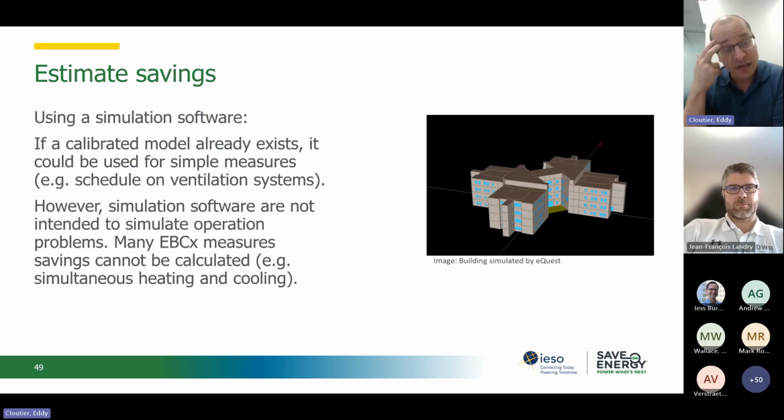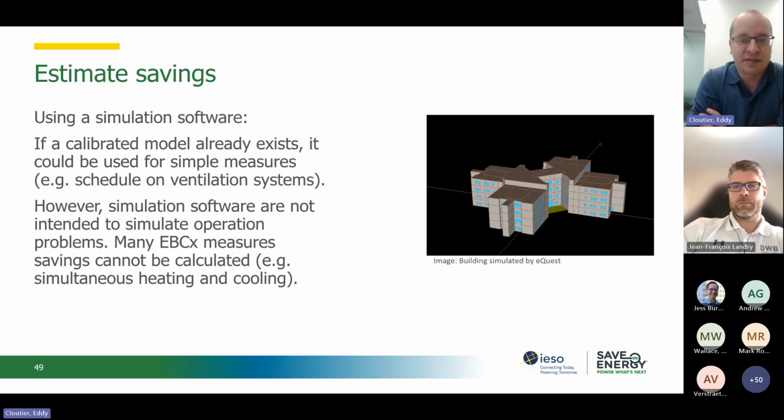The last method I'll talk about is the simulation software. I mentioned a couple of them. Most of you will know EnergyPlus, eQuest, IES VE. There are a few of them on the market.